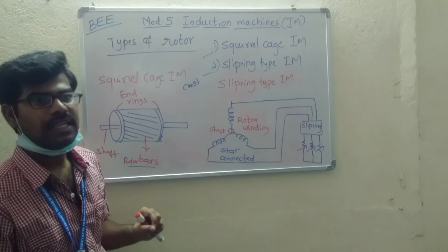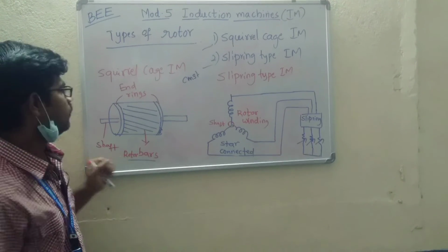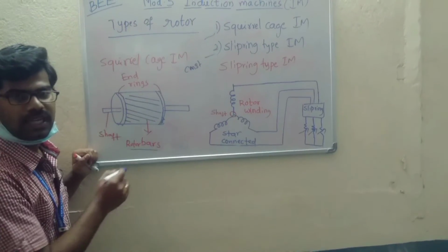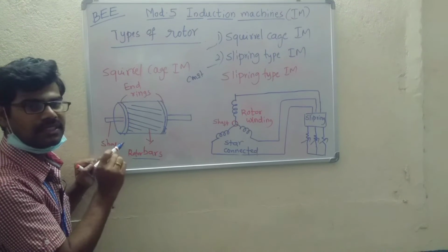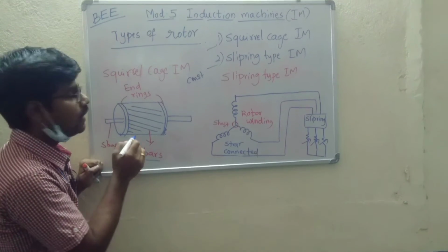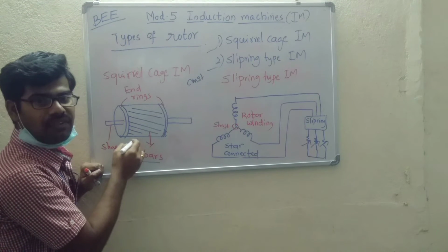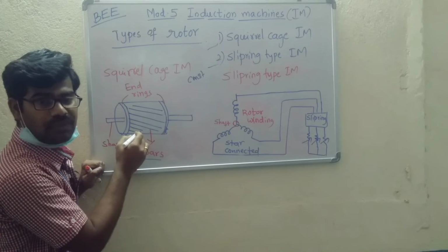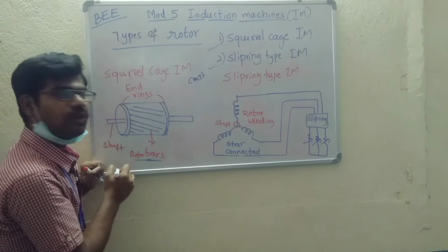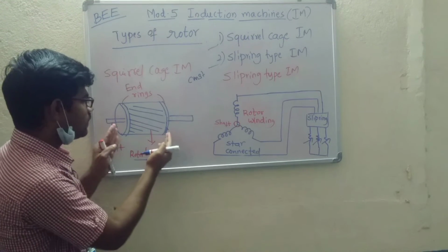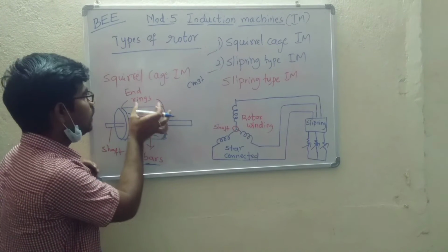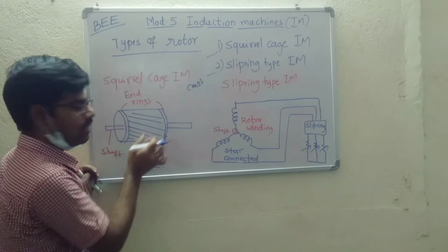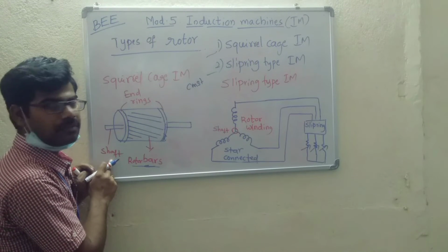Now we shall study the squirrel cage induction motor. Squirrel cage induction motor construction is like this. So the rotor is made up like this. In this case, what happens here? We don't have windings here. Instead of that, we have the rotor bars. Rotor bars are connected at last to these ends here. Those are called end rings, and there is a shaft.